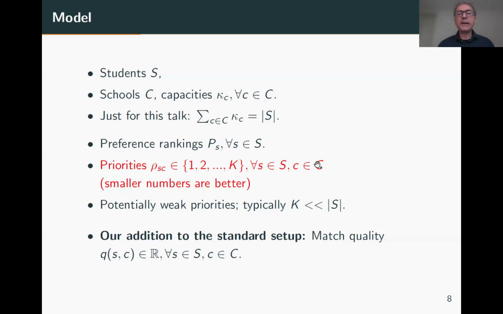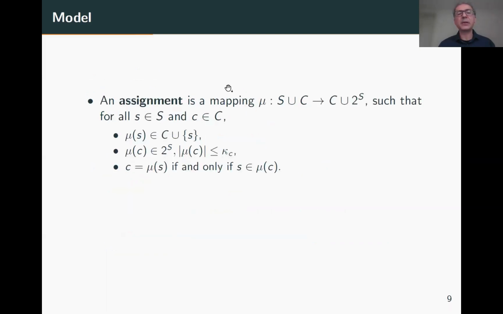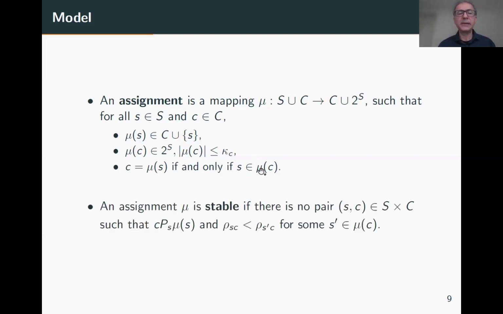Now, what am I going to do? These are the standard definitions. I'm going to talk about an assignment. It's going to be a mapping. It's going to assign each student to a school or leave him or her unassigned. Each school is going to get a subset of students without exceeding its capacity. And a student is assigned a school if the student is in the assigned set of the school. These are the typical definitions.